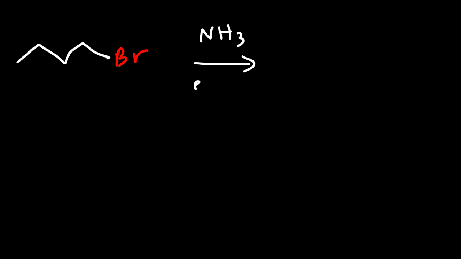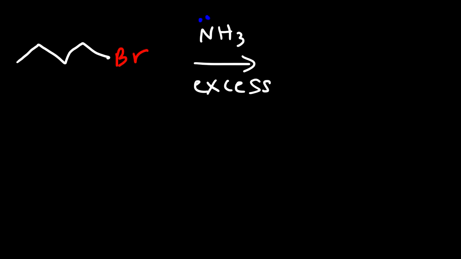In this video, we're going to focus on reactions associated with amines. So let's start with butyl bromide, or 1-bromobutane, and let's react it with excess ammonia. So what's going to be the product of this reaction?